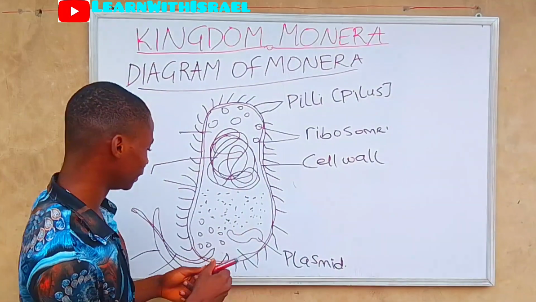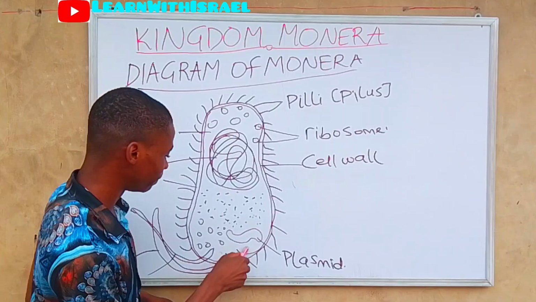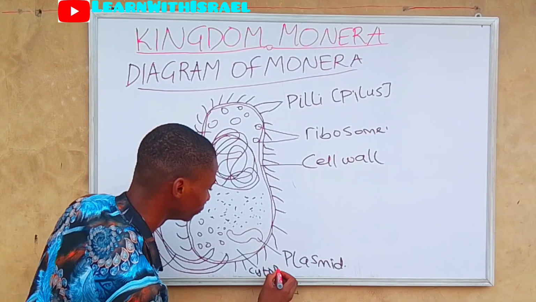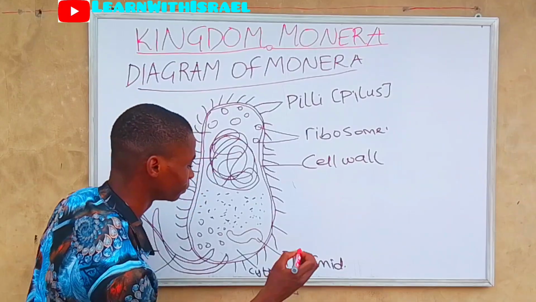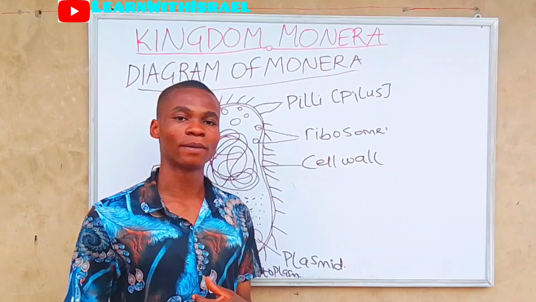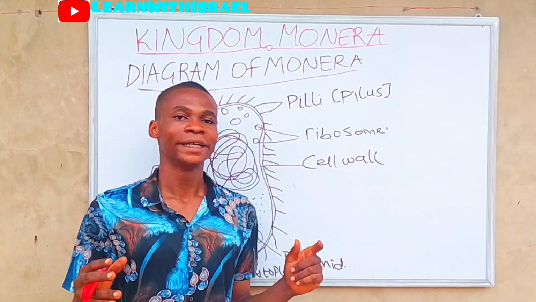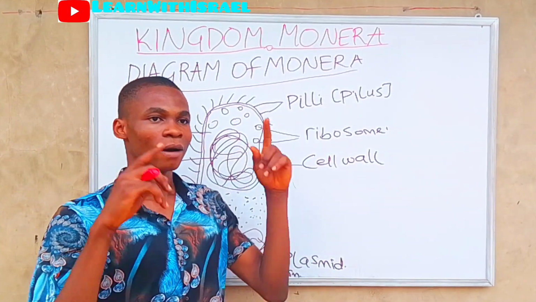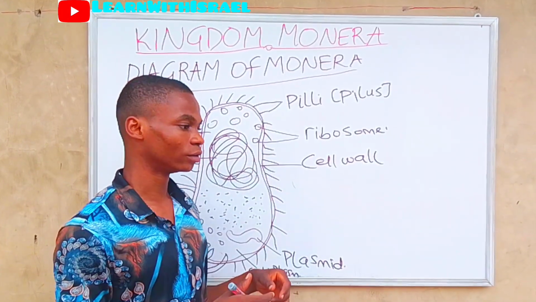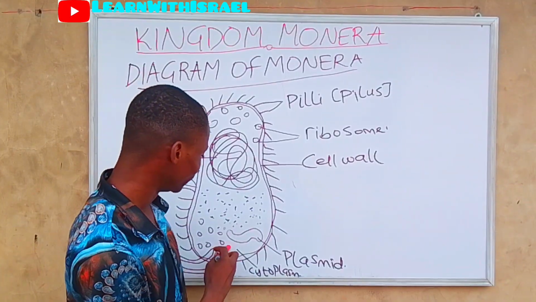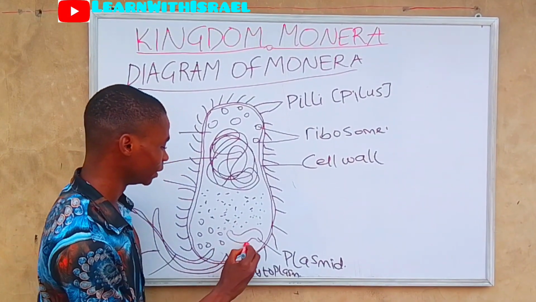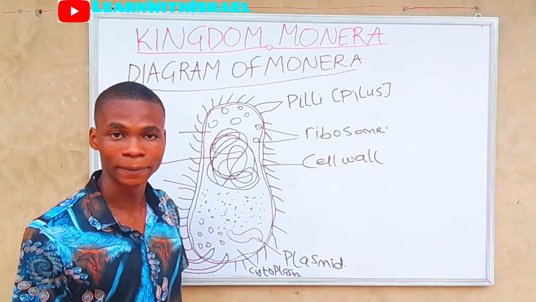And the next one is, this space here is called the cytoplasm. And what is the function of cytoplasm? Cytoplasm is the site where all cell activities occur. So this place is where all cell activities occur in Monera.